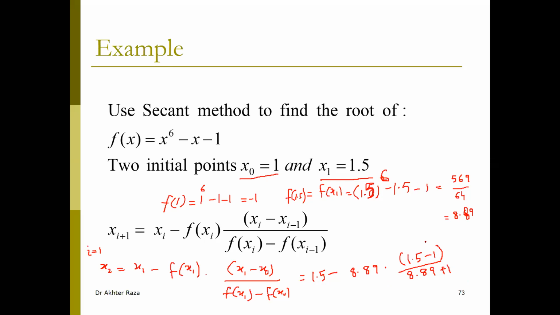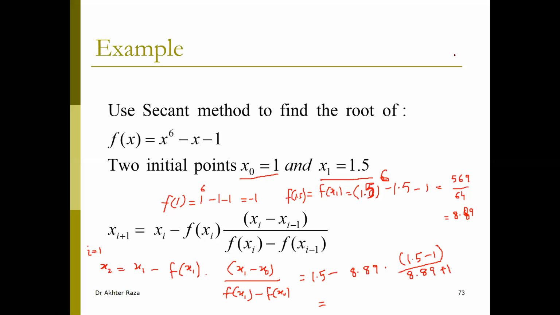So now 1.5 minus 1 is 0.5. 0.5 divided by 9.89, multiplied by 8.89, is then subtracted from 1.5. You have to tell me the answer. What will be the answer after calculation of this expression?